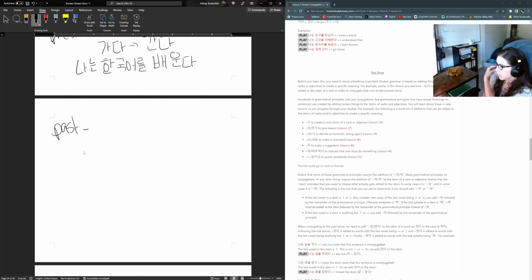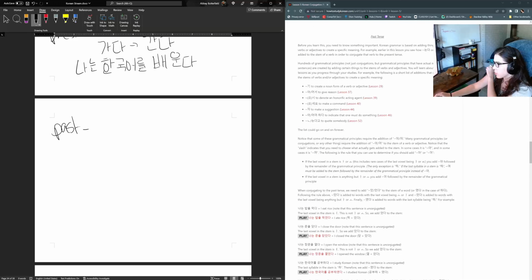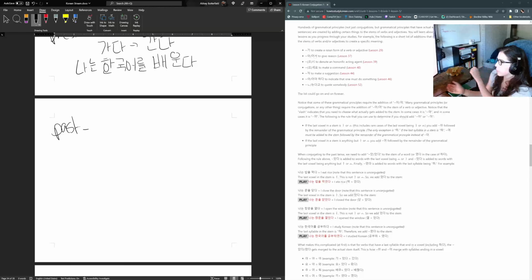So lots of things. This list could go on forever. Notice that some of these grammatical principles require the addition of a or o. Many grammatical principles require the addition of a or o to the stem of a verb or adjective.